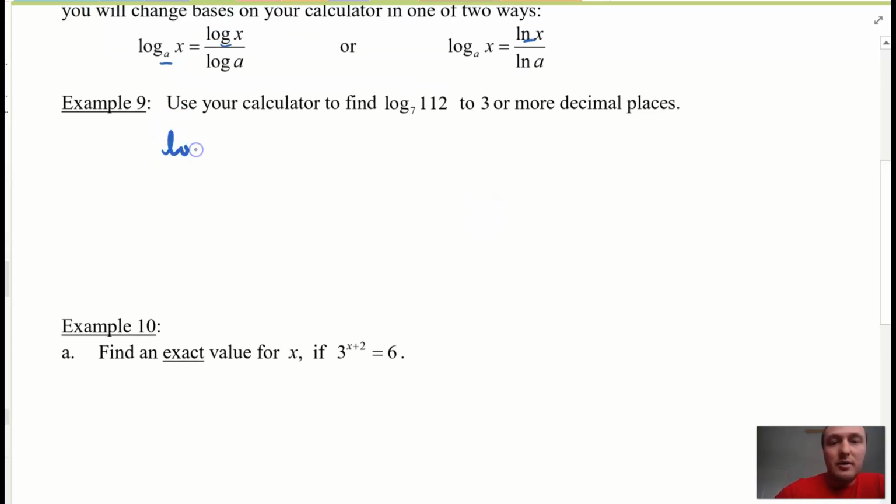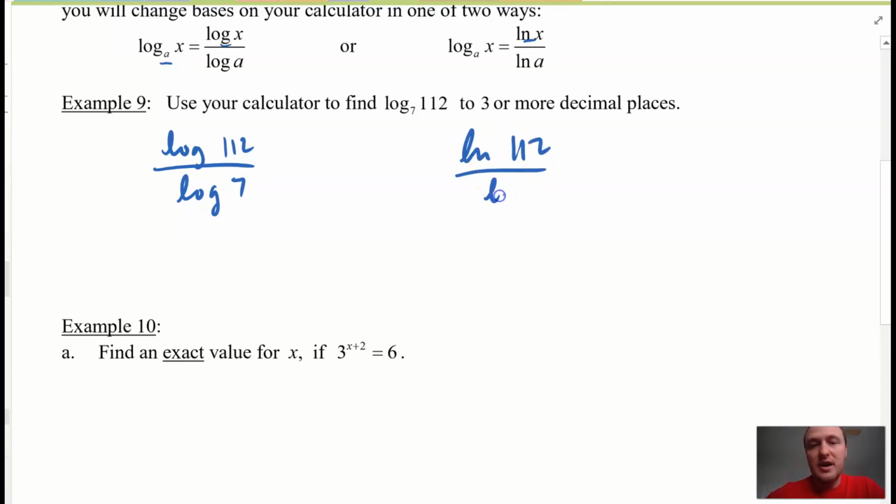So log base 7 of 112 could be log base 10 of 112 over log base 10 of 7. Or you could go ahead and rewrite it as the natural log of 112 over the natural log of 7. Okay, so those are the ways.